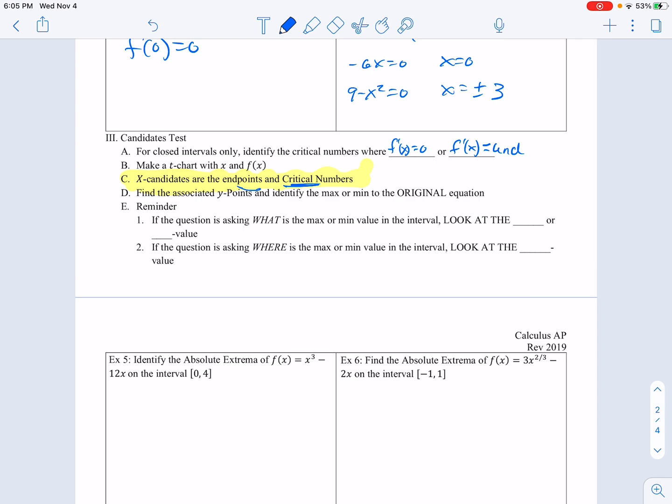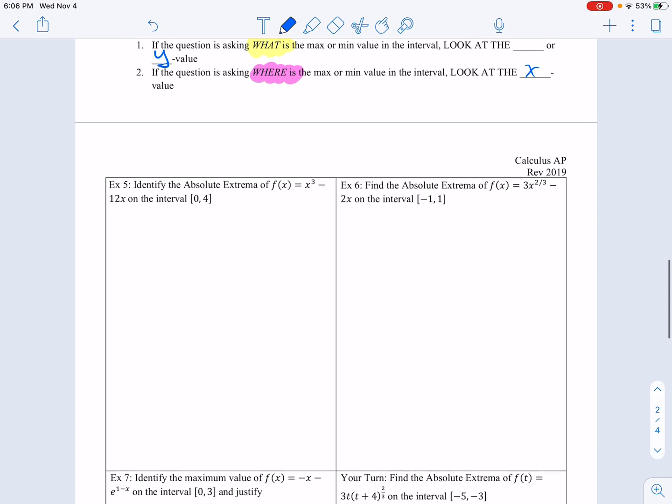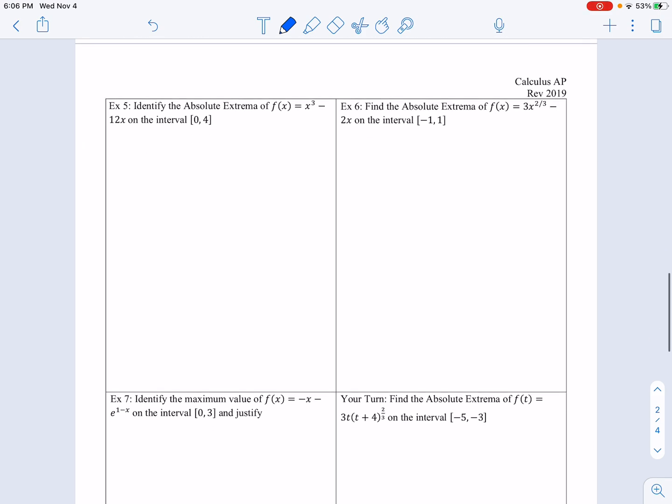If it's asking what, you want the y value. If it's asking where, you want the x value. Okay, where does the max occur? At x equals such and such. What is the max value? They want the y value. Makes sense. All right, identify the absolute extrema on this function.